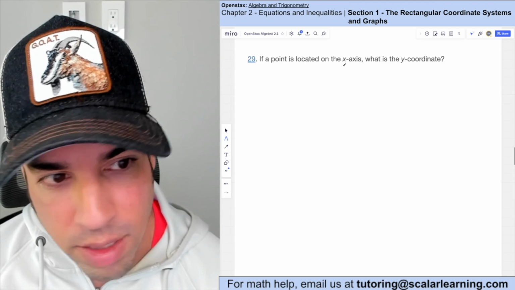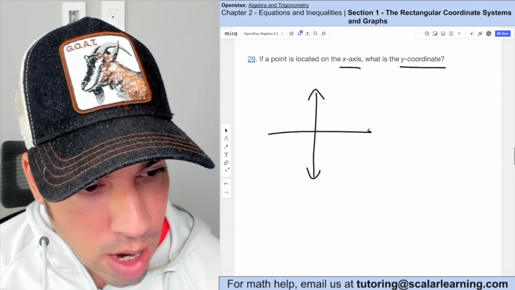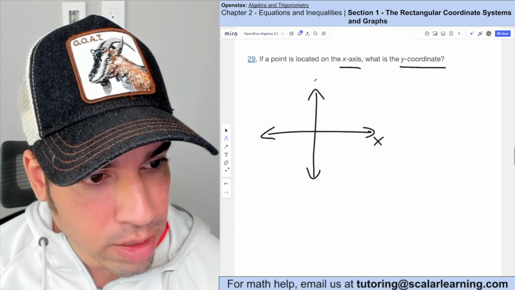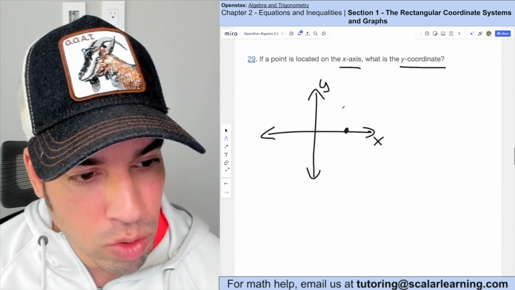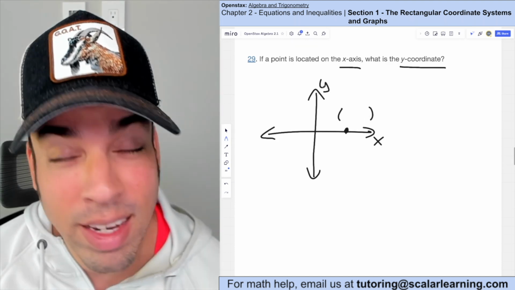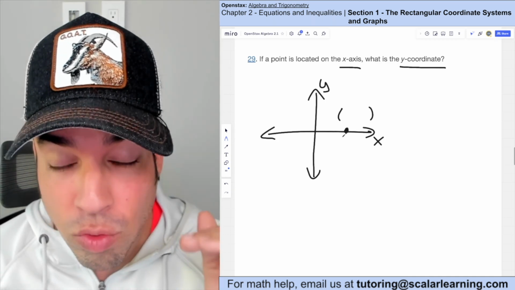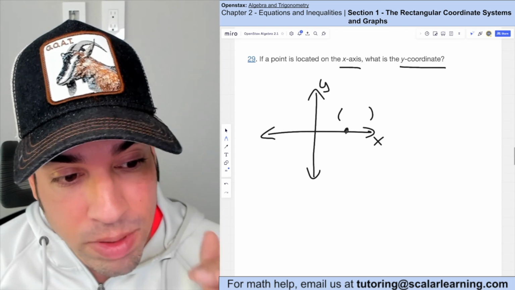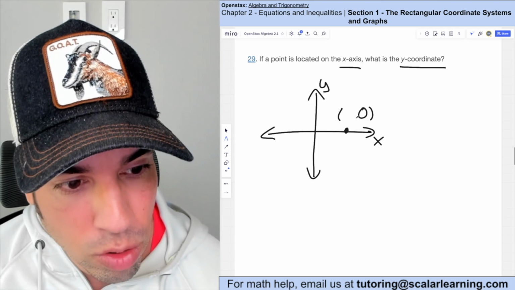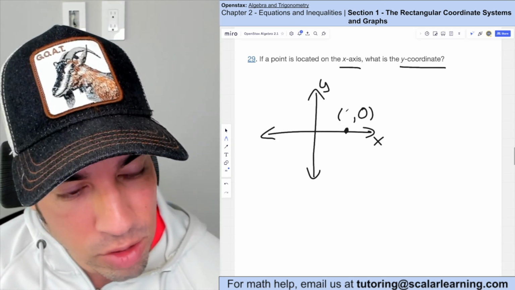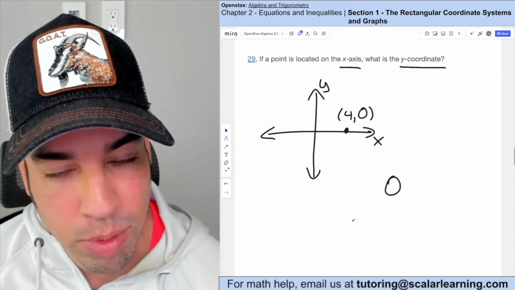If a point is located on the x-axis, what is the y-coordinate? So again, let's take a look at a quick xy axis. So here's x, here's y. So the x-axis is right here. So what would be the y-coordinate? Well, here's the thing. The y-coordinate indicates how far up or down it's going from the x-axis, from the ground 0 in terms of going up or down. If it's on the x-axis, it's at ground 0, aka the y-coordinate value is 0, regardless of what the x is. Like in this case, the x could be 4 or something like that. So the y-coordinate is 0, boom, done.